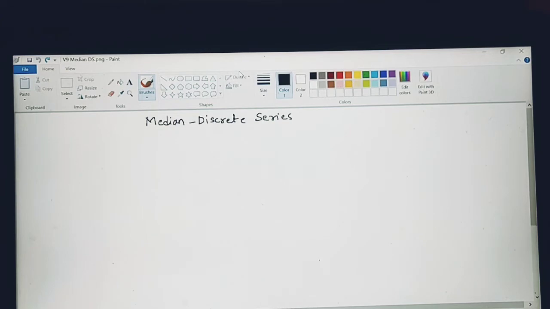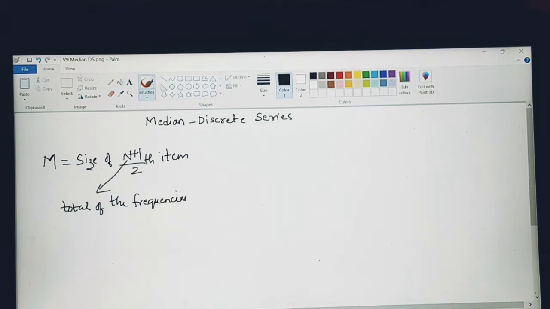Today we are going to deal with median under discrete series. So let's take a look at what is the formula to calculate median under discrete series. M equal to size of (n plus 1) by 2th item. Under individual series, n was the number of items. Here, when it comes to discrete series, n becomes the total of the frequencies. So the frequency column total is denoted using n.